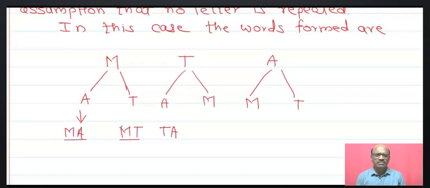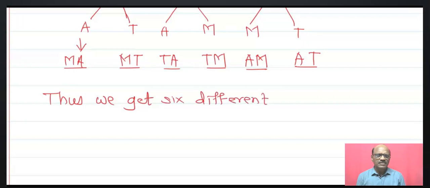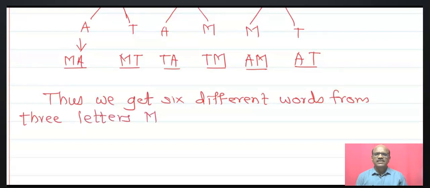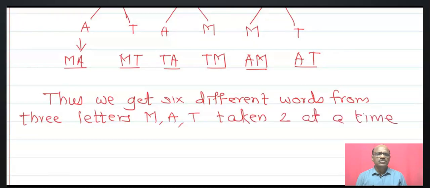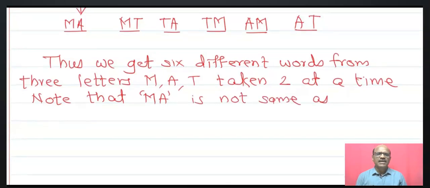Now we get MA, MT, TA, TM, AM, AT. These are the total 6 words. Thus we get 6 different words from the three letters M, A, T, taken two at a time. Note that MA is not the same as AM.